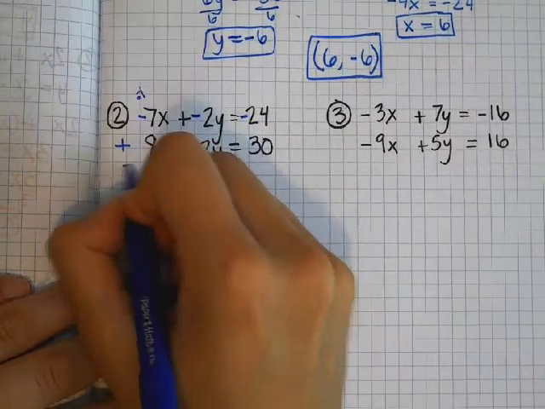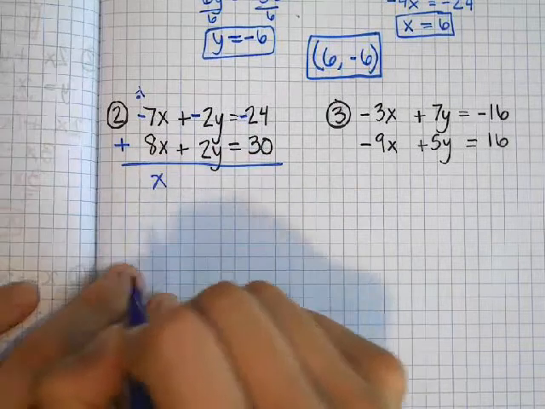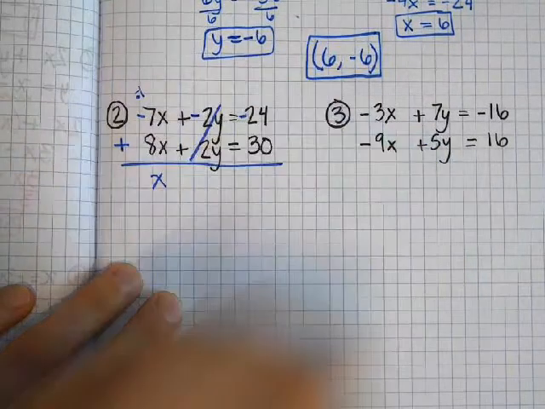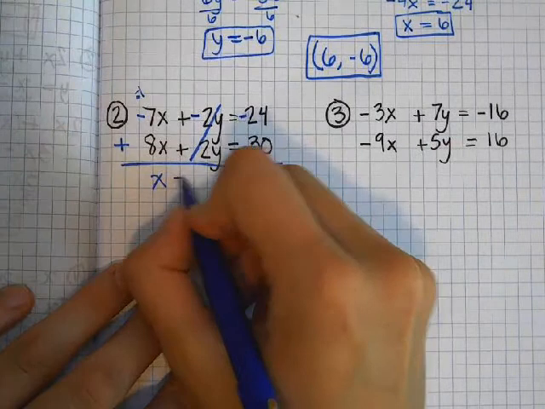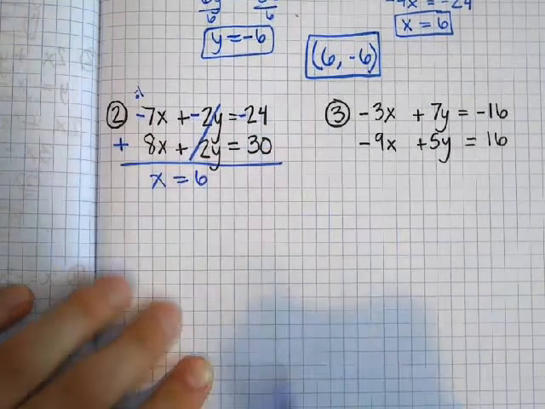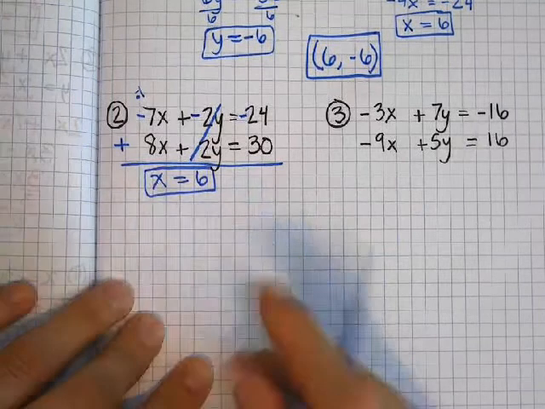Okay, now I can go ahead and add my two equations. I'm going to be left with just x. Those are going to cancel out. And negative 24 plus 30 is 6. And look at that, I don't even have to do any work. I found my x variable.